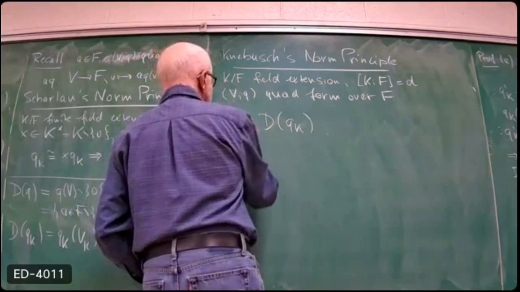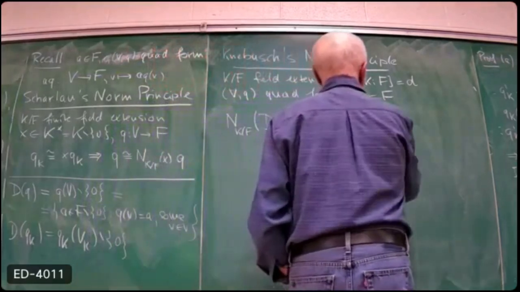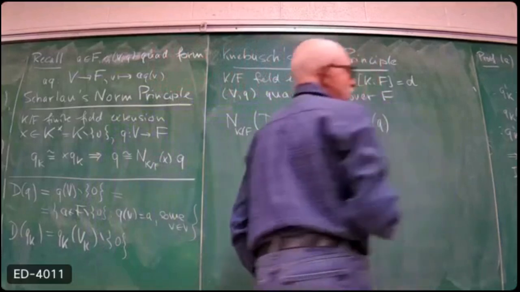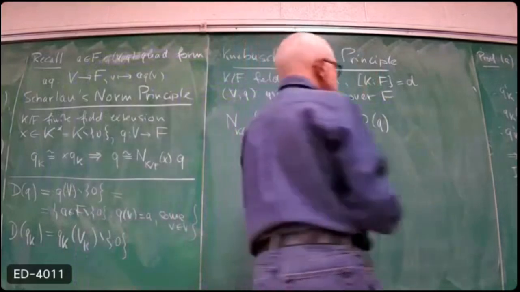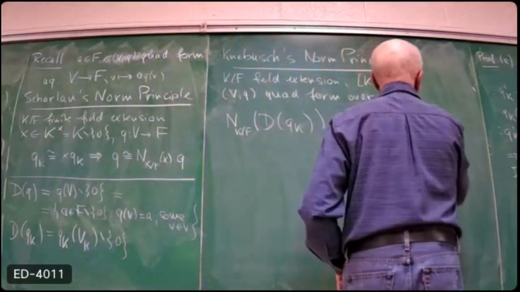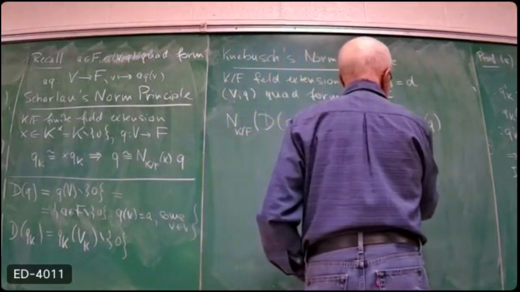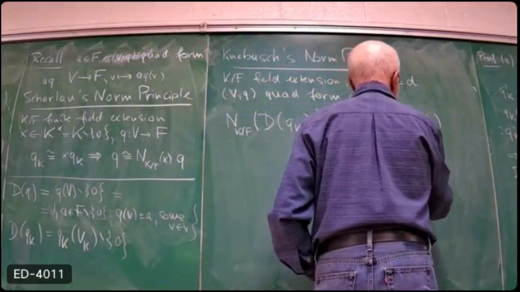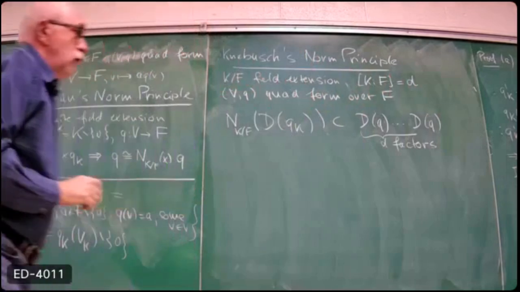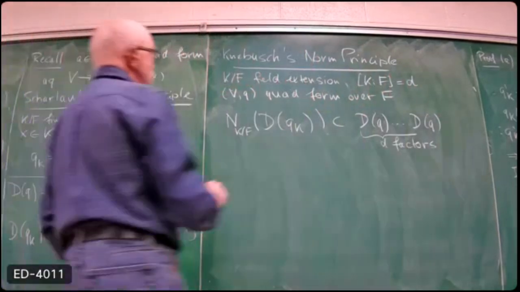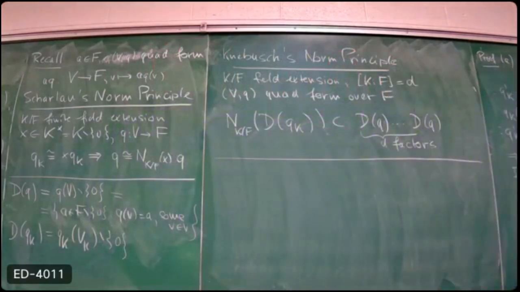Can apply the norm to it. What you get is not D(q) itself, but what you get is close: a product of D(q)'s that has the same effect. So this is Knebusch's norm principle for values of the forms.